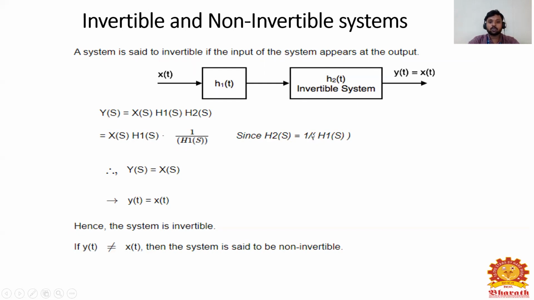Since h2 of s is equal to 1 divided by h1 of s, I'm substituting 1 divided by h1 of s in place of h2 of s. So h1 of s and h1 of s cancel each other. The remaining is x of s. Therefore y of s is equal to x of s, that is y of t is equal to x of t. Hence the system is an invertible system. If y of t is not equal to x of t, then the system is said to be a non-invertible system. So what is an invertible system? If the input of the system appears at the output, then the system is called an invertible system.